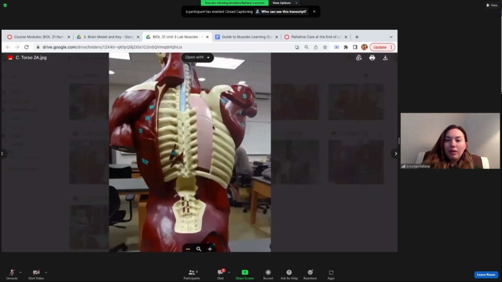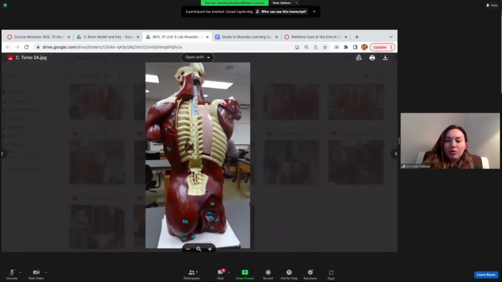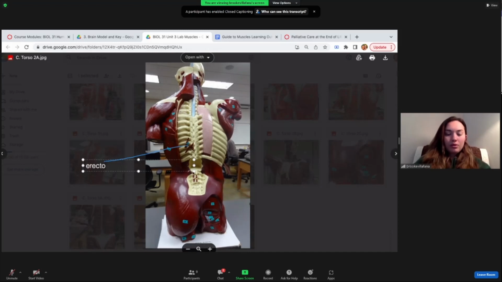All right, we have one more model right here that is not labeled. We don't have a labeled version of this, but we do sometimes use this on the exam. So I'll try to highlight the muscles here you're supposed to know, and I'll make sure we reference our little list. This would be your erector spinae. That makes sense because it's next to the spinal column, there to keep the spine upright.